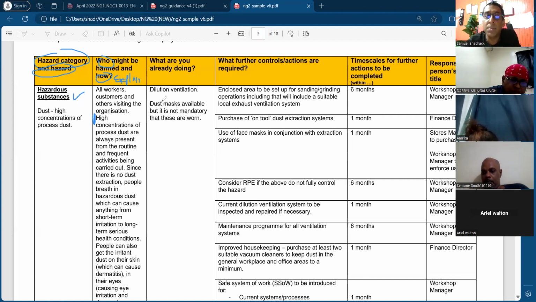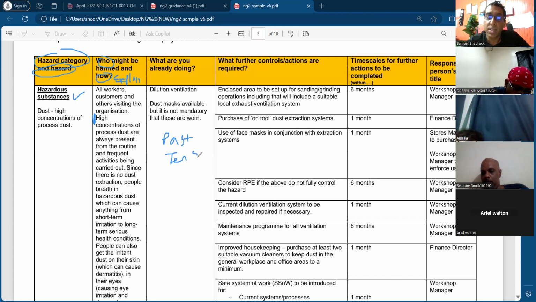All right, third column. The third column is what you are already doing. This column doesn't have to have much in it, but you have to have something in it. It's written in past tense, and one or two controls is good enough for the third column. What you are already doing, or what you're presently doing. Past or present tense, I guess, would work.